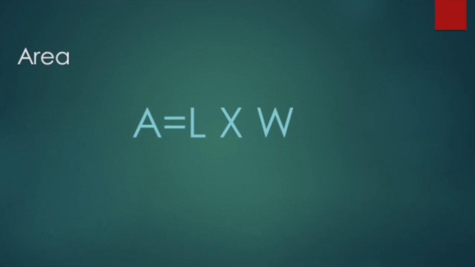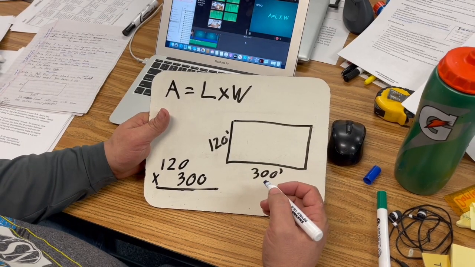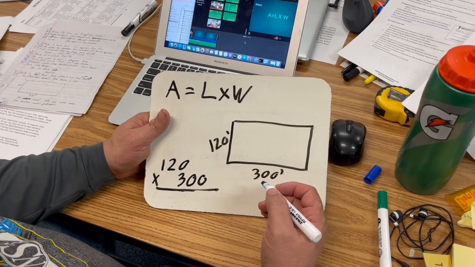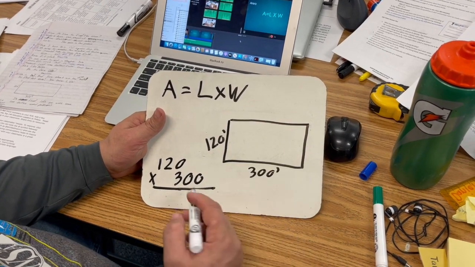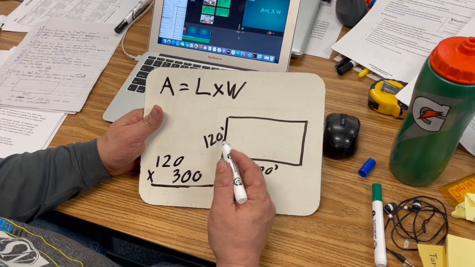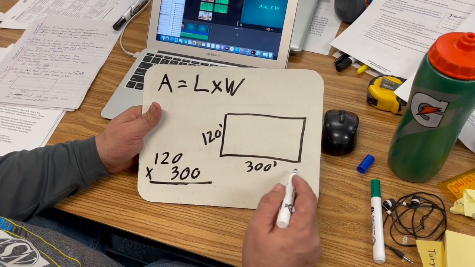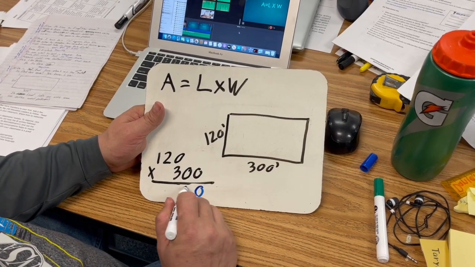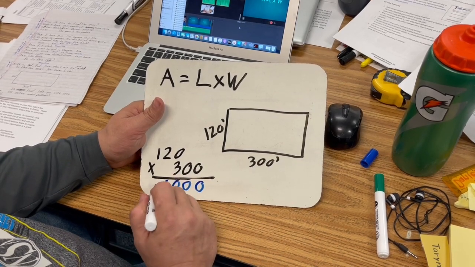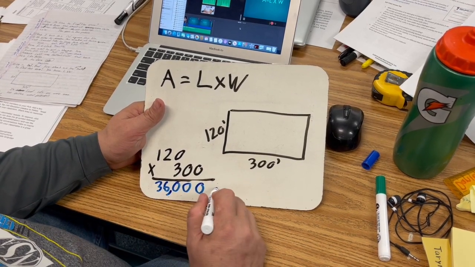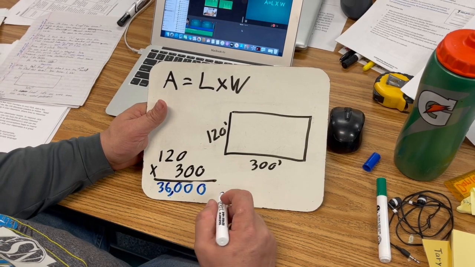Dad, how about we try using math to find the area? Like length times width? If we take area equals length times width, and we know our measurements of our football field before, all I have to do is take the width, 120, times 300. I come up with 36,000 square feet.